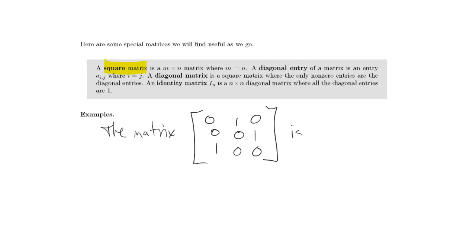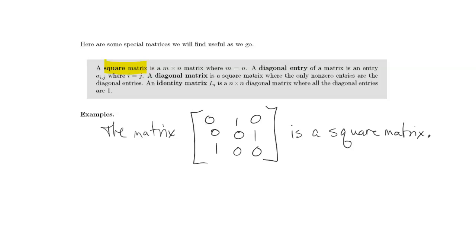There are some special matrices we're going to find useful as we start talking about relations. A square matrix is an M by N matrix where M is equal to N. In other words, a square matrix has the same number of rows as it does columns. We just saw a square matrix. We just wrote it down. It was 0, 1, 0, 0, 0, 1, 1, 0, 0. This is a square matrix, because it has the same number of rows as it does columns.